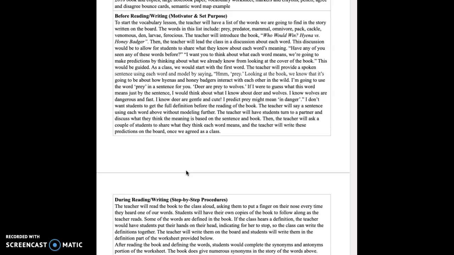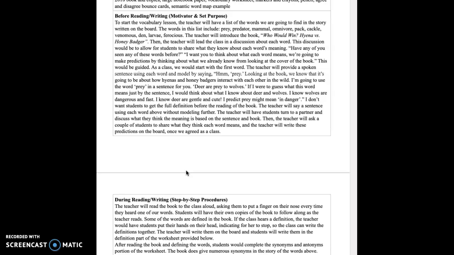The teacher will introduce the book, Who Would Win? Hyena versus Honey Badger. Then the teacher will lead the class in a discussion about each word. The discussion would be to allow students to share what they know about each word's meaning. Dialogue would be like, have any of you seen these words before? Do you know what they mean already?